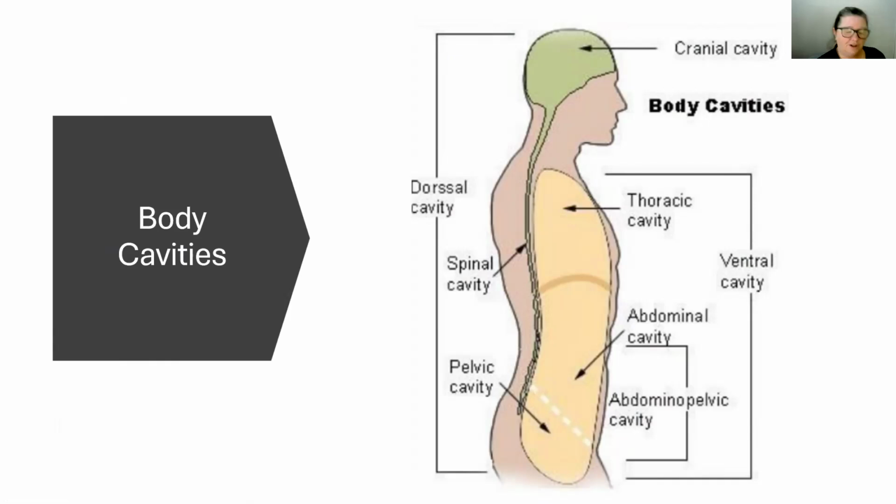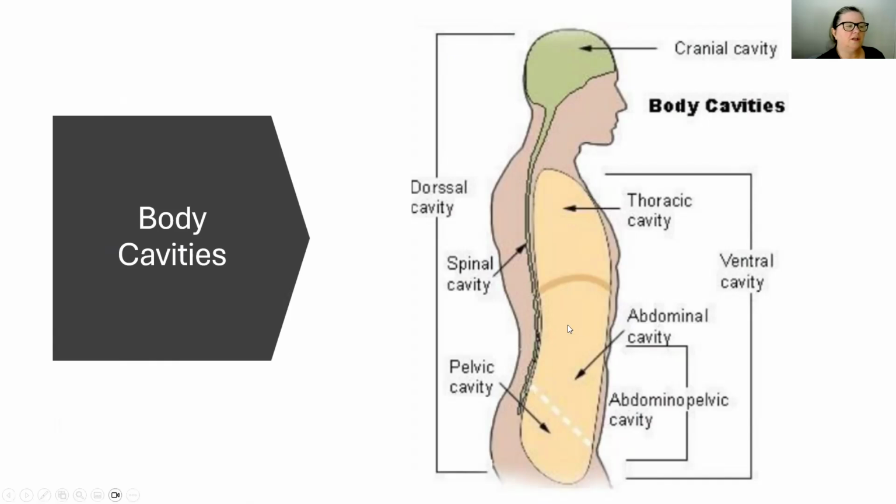Conversely, the front of the body is known as the ventral cavity, and the ventral cavity houses the thoracic cavity, which is the chest area that houses the heart and lungs, the abdominal cavity that houses the stomach, the intestines, a good portion of everything else in the trunk of the body, and then the pelvic cavity, which houses part of our urinary system and a good portion of the reproductive organs.